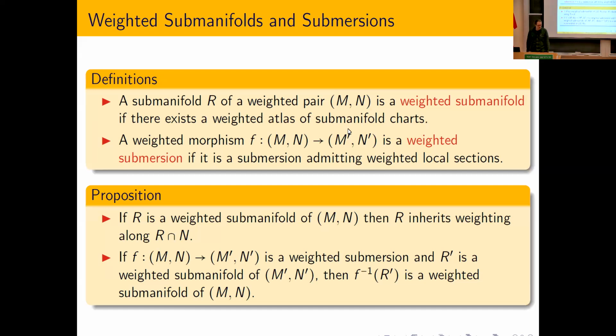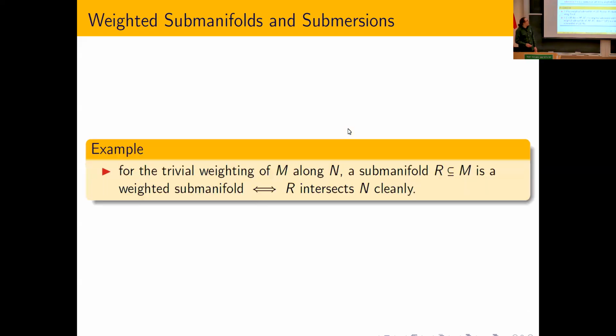I'm also skipping some stuff for lack of time, but we can characterize all of this in terms of infinitesimal data too. This was not the first definition we gave, but there are several different characterizations of submanifolds and submersions in terms of the tangent bundle and whatnot, and we can express what this means in that sense. But let's look at some examples to express that there's something interesting going on.